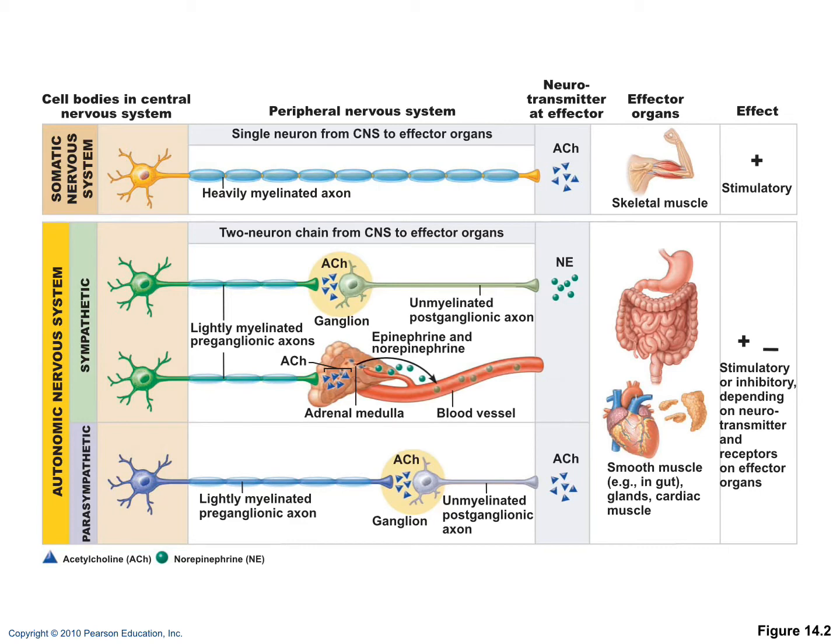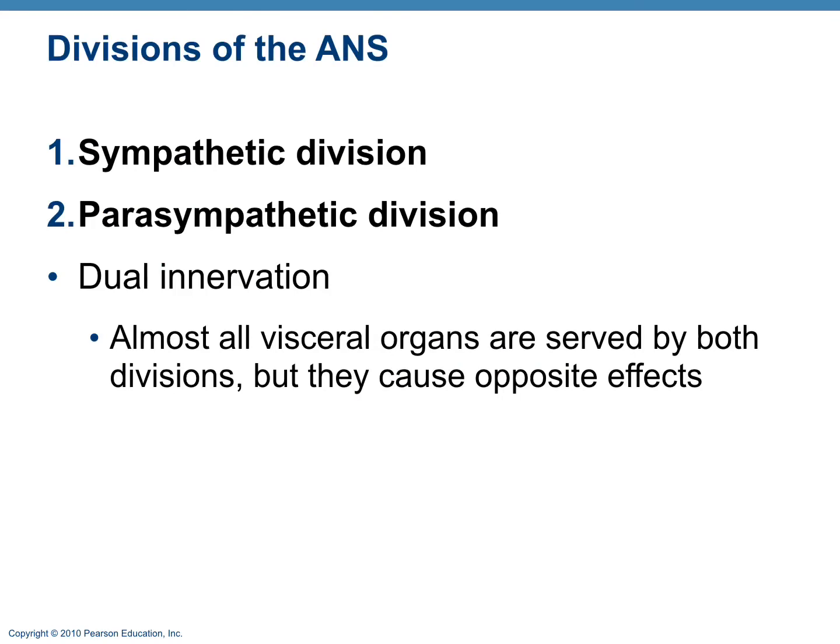Even when we have just one preganglionic axon in the sympathetic nervous system going directly to the adrenal medulla, it's still releasing acetylcholine. Okay, so we can remember which ones release which neurotransmitter, and then of course you can see the target effector organs. And then again, we said it could be stimulatory or inhibitory. That is dependent on the receptor type. Now, we know that we have the two parts of the autonomic nervous system, both sympathetic and parasympathetic, and they serve almost all visceral organs. And you're going to see that they have opposite effects in almost all cases.